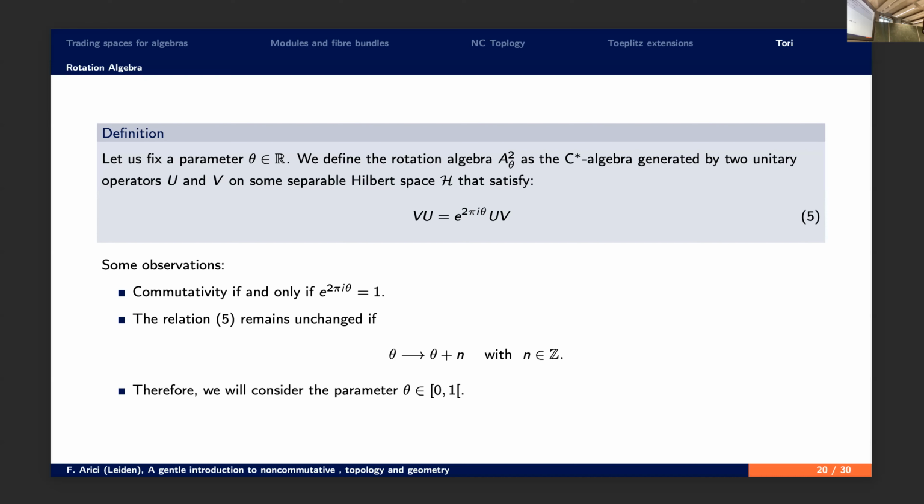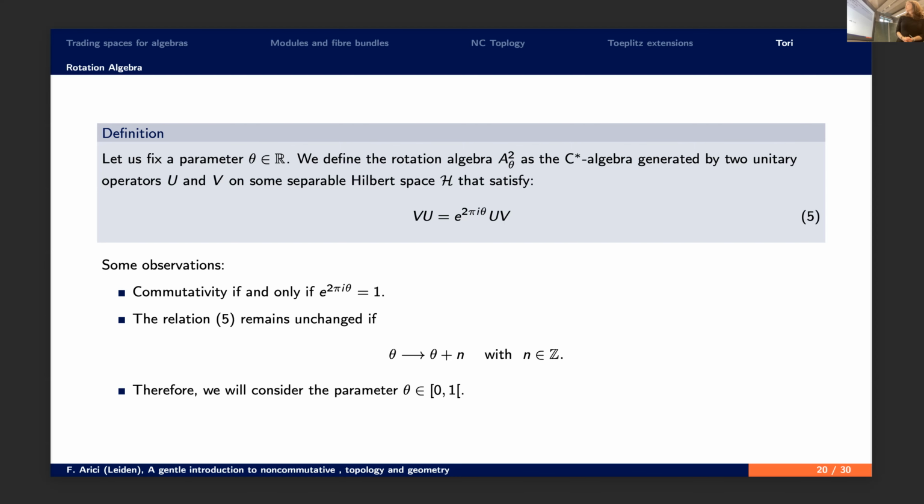Yes, so now we define a different sister algebra. This algebra is called the rotation algebra. Sometimes it's also called the non-commutative torus. We fix a parameter theta in R, eventually between 0 and 1. And we define the rotation algebra as a C-star algebra generated by two unitaries, meaning that U star U is equal to U U star is equal to 1, and the same is true for V, on some Hilbert space, that satisfy an additional condition, which is that they commute up to a phase, and this phase contains this parameter. So for every theta in R, we get a C-star algebra.